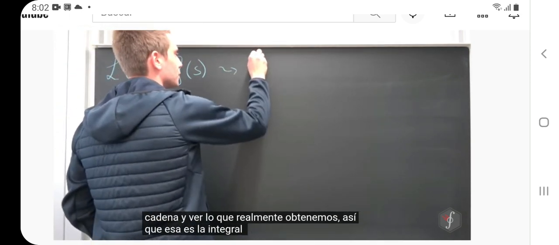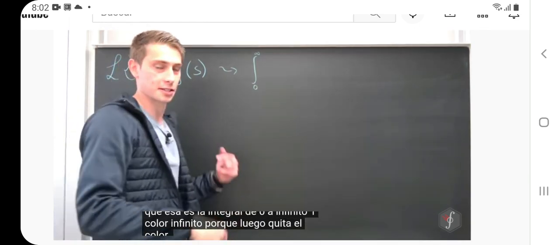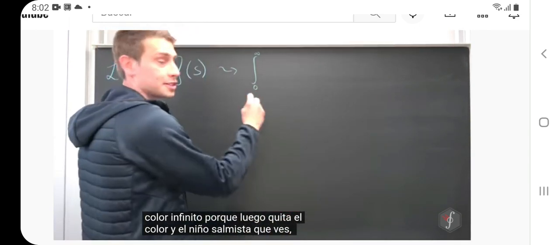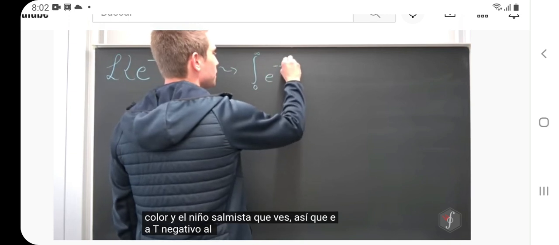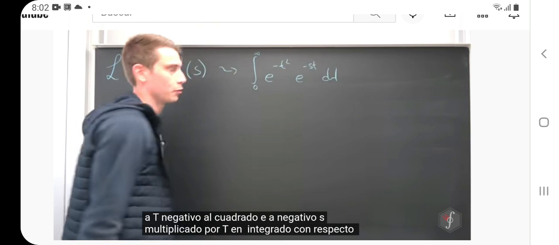So that's the integral from 0 to infinity, one infinity krill, because the integral is the krill and the sum is the boy, you see? So e to the negative t squared, e to the negative s times t, integrated with respect to t.